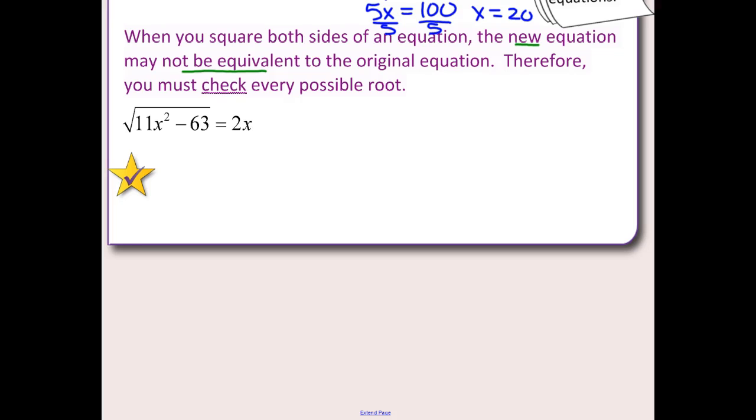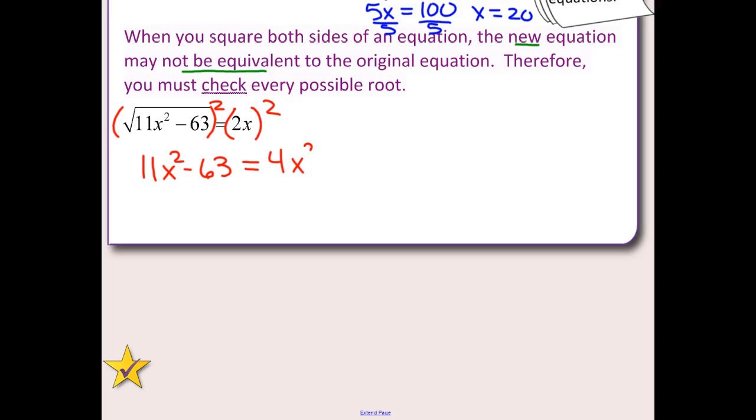If I'm going to solve this equation, I need to solve for x. But for me to solve for x squared, I've got to get it out of the house. So we've got to square both sides. Now when I square what's inside the radical, it comes out. So we've got 11x squared minus 63. But what happens when I square the other side? That's right, we get 4x squared.